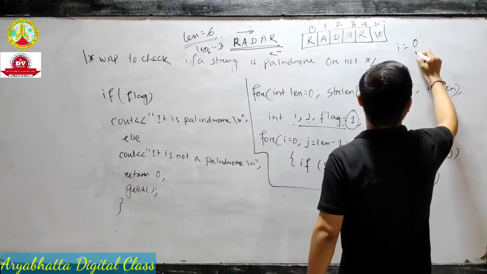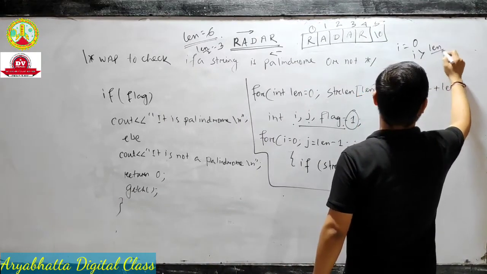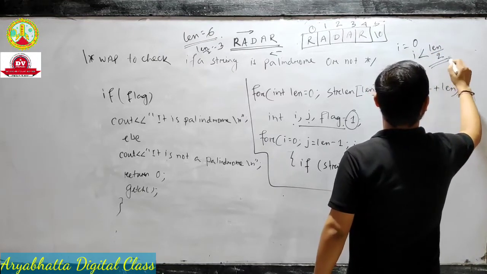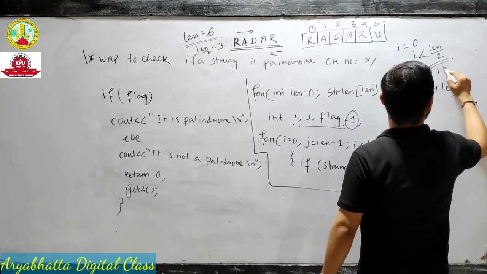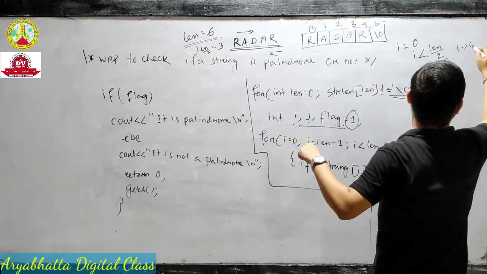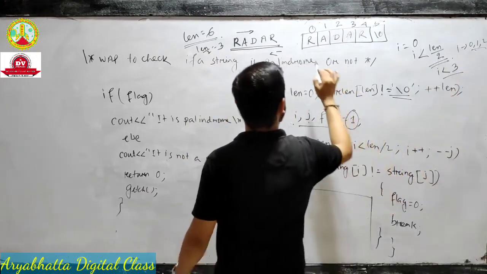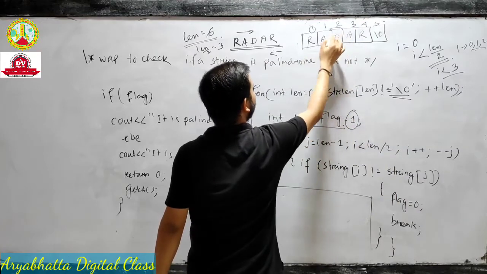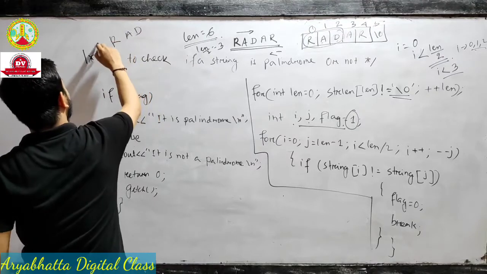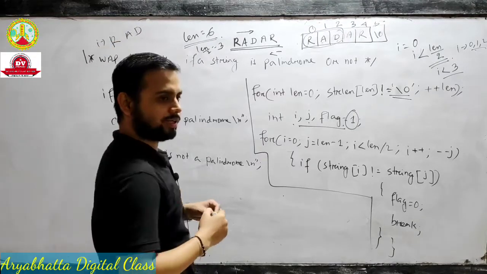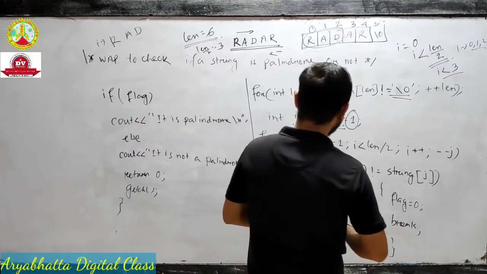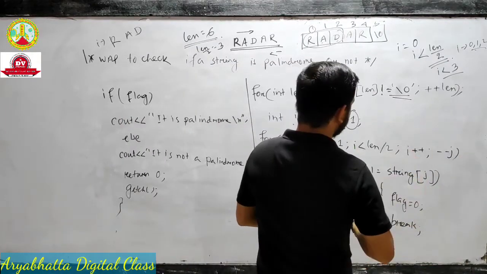i starts from 0, i less than len by 2, which means i less than 3 because len by 2 is 3. So i is executed for 0, 1, 2. Here, characters 0, 1, 2 are what? R, A, D. This is for the i variable. Now we see the backward direction, j.